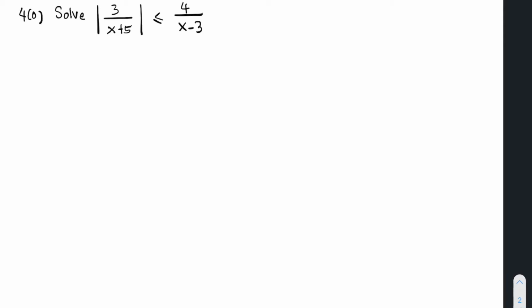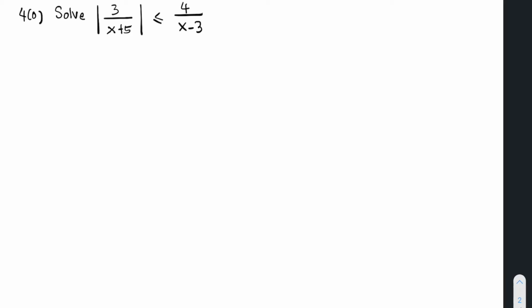I'm going to discuss with you tutorial 1, chapter 1, again from the workbook, question 4O. Now this question is: solve for the absolute value of 3 over x plus 5 less than or equal to 4 over x minus 3. Now this is an inequality, a non-linear one.